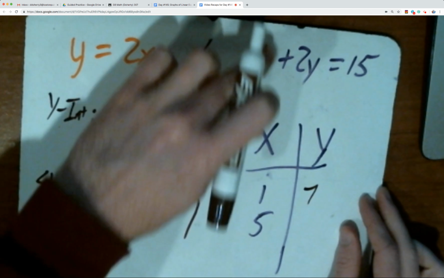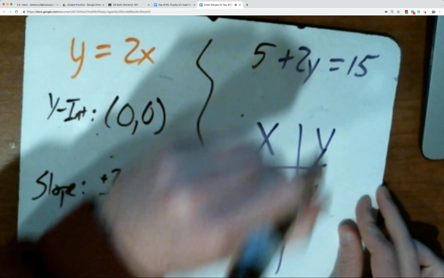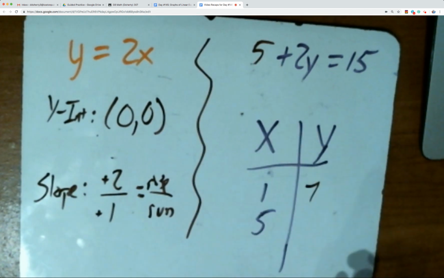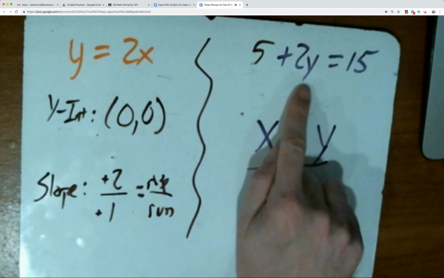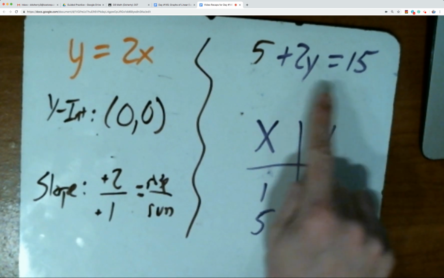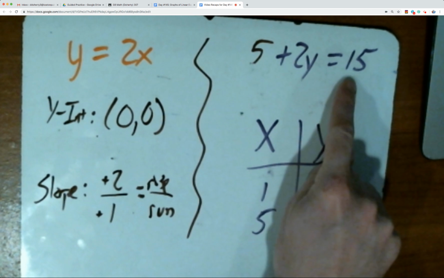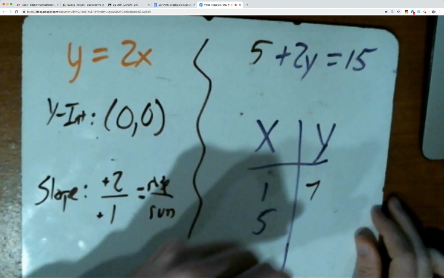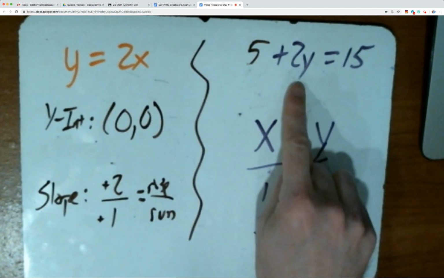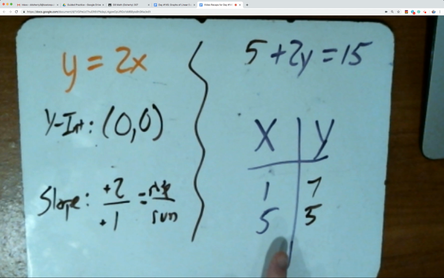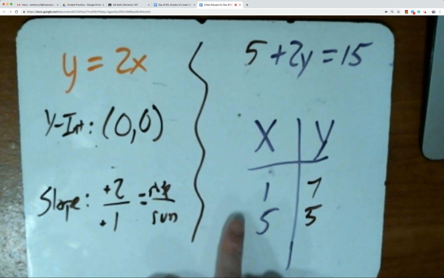If I make x into 5 instead, if I substitute a 5 in for x in that equation, then I need this 2y term to equal 10. I could subtract 5 from both sides if needed, but I think you all see 10 plus 5 would give us 15. That means y has to be 5, because 2 times 5 would give us 10. So that's how I quickly found 2 solutions to this equation.